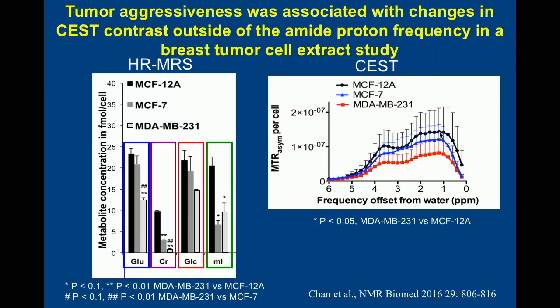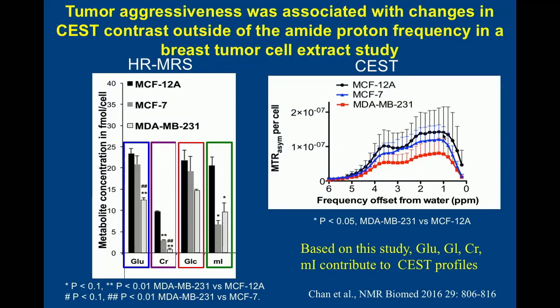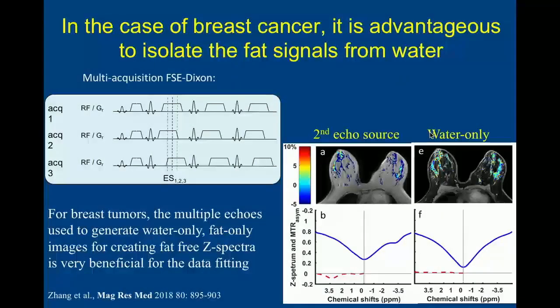So what we've noticed is that when you look across the spectrum, you can see differences in tumor aggressiveness based on looking at these CEST metabolite profiles. This is something we published in NMR in Biomedicine, and we're working now towards trying to separate these metabolites.